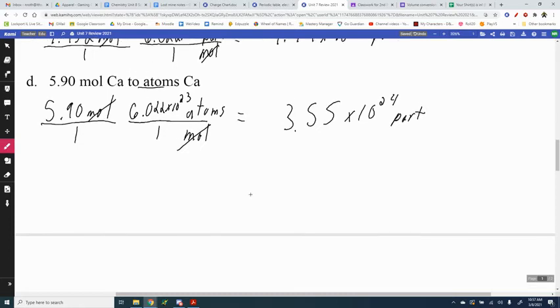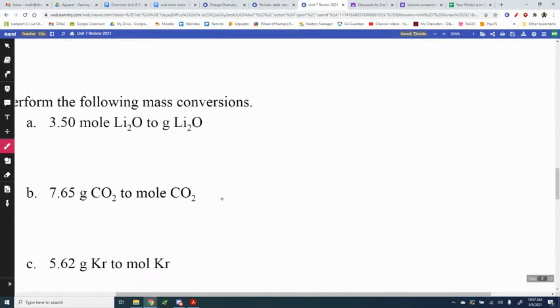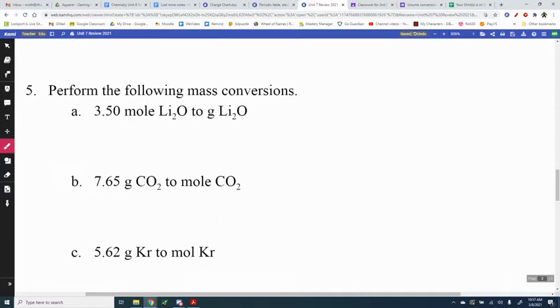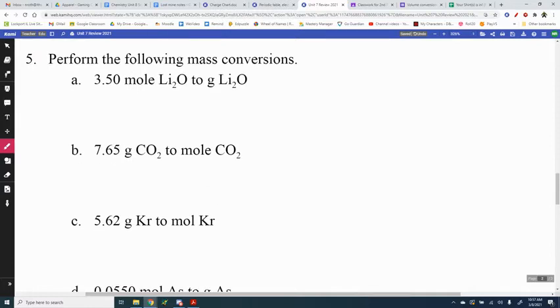Okay. So now we're doing mass conversions, okay? So we started out the exact same way. We write out our given, 3.50 moles over 1. We do our conversion factor. Moles goes on bottom. Our first conversion factor is always to moles, unless we're starting with moles. Since we're starting with moles, we can just go to whatever we need to go to. So we put grams on top.